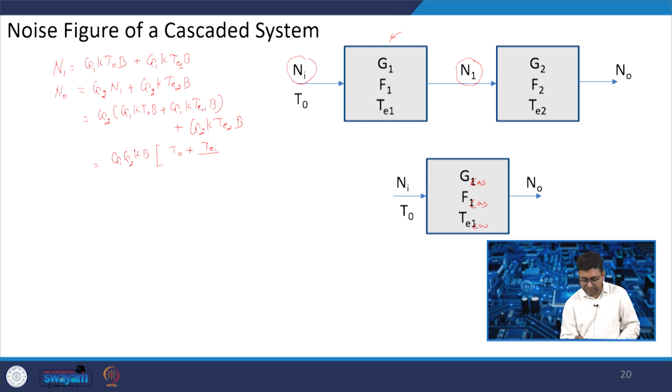So, I hope you understand what exactly has been considered. This G1 G2 k B is taken out. So, it is T0 plus TE1 plus TE2 by G1. This is the output noise power of this cascaded system.